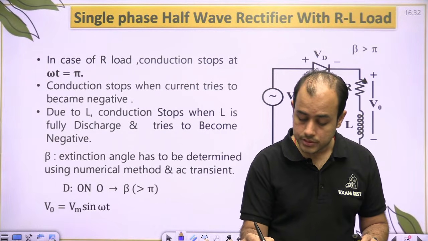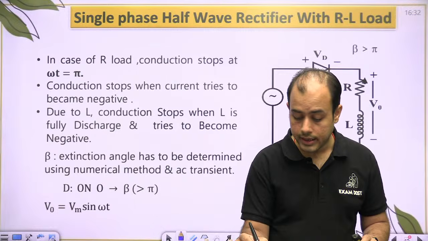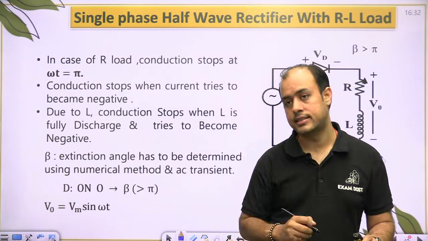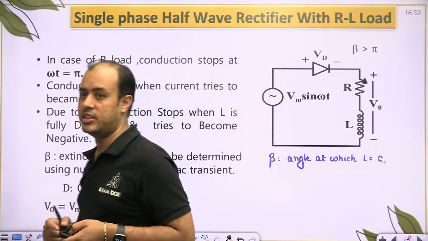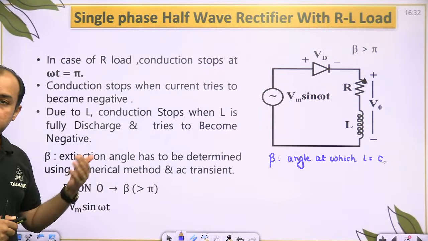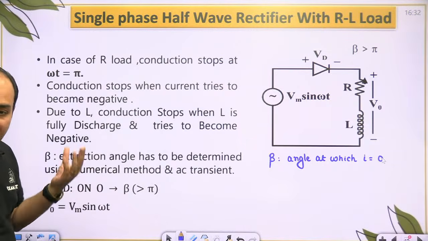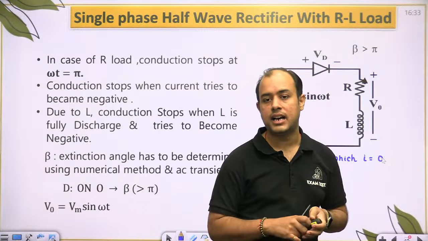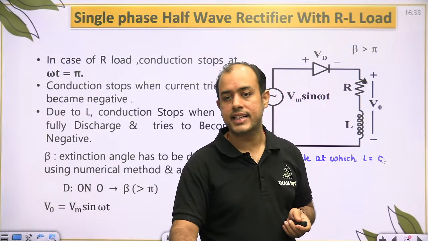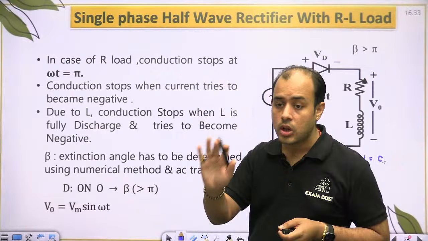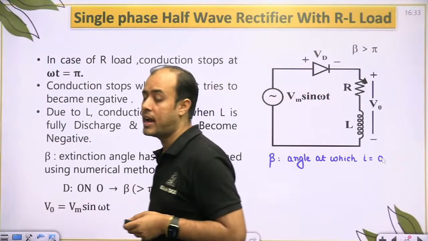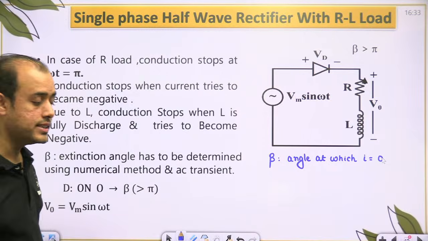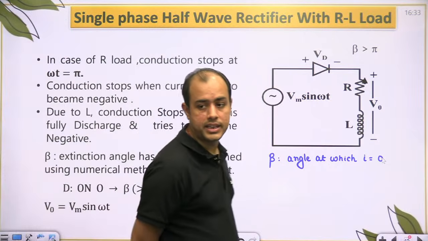at which current becomes 0, or current extincts. Current extinct हो गया माने 0 हो गया. Now beta, this beta you cannot determine. They have to give it to you in the question, because practically to derive beta you have to use the AC transient approach, and then it will also be derived using a numerical technique like Newton-Raphson. ठीक है, न्यूटन-राफसन जैसी टेक्निक आपको लगानी पड़ेगी.